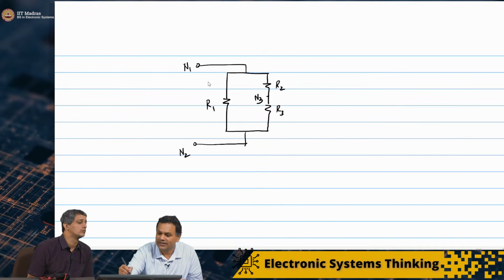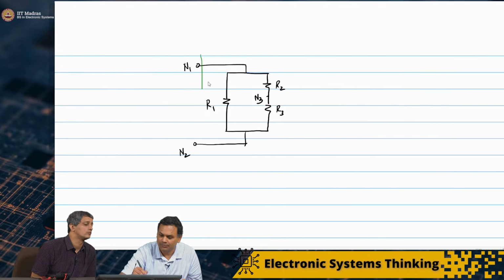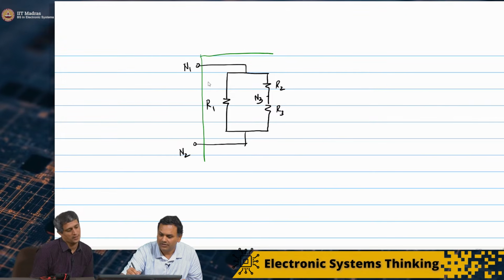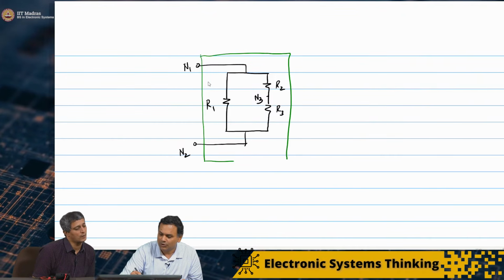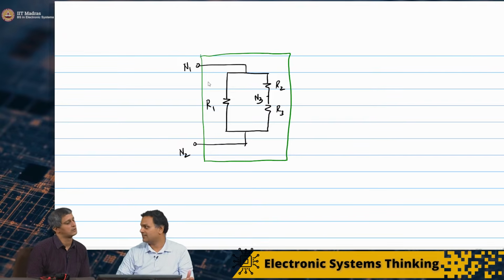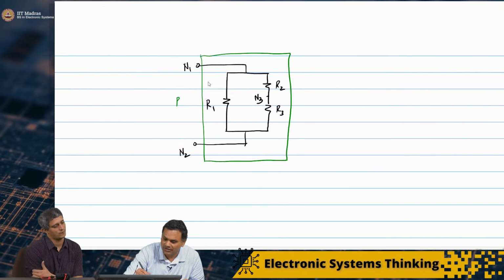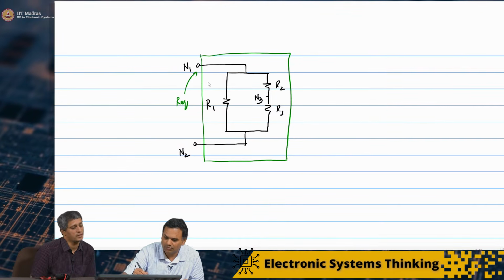Yes. And again I'm interested in this black box now. Correct. This is now my black box. I want to find out the equivalent resistance across N1 and N2. R equivalent, right? Yes.